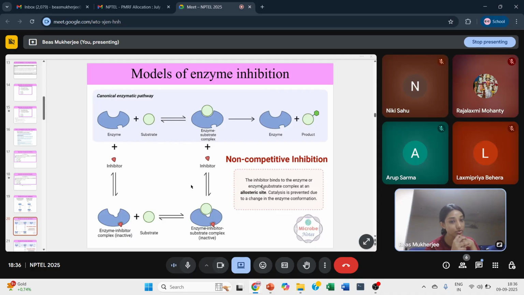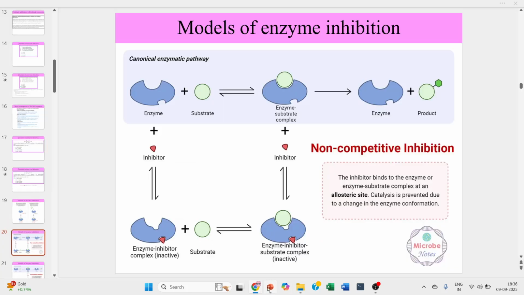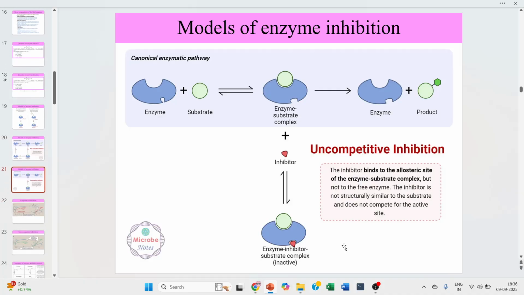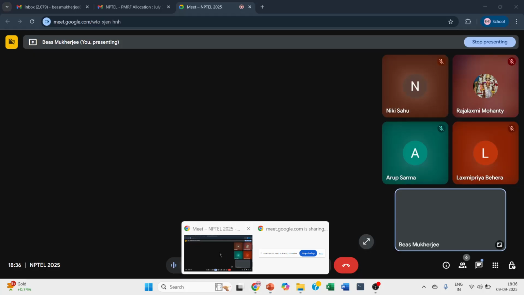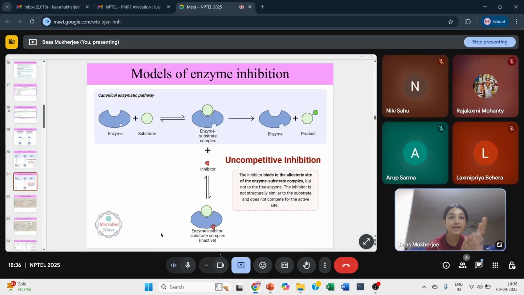So when it is bound, the substrate cannot bind to it anymore because the enzyme's conformation has changed, right? So that is why it is inactive. I mean, it is rendered inactive, it's not going to happen anymore. So for uncompetitive inhibition, once again, the inhibitor binds to an allosteric site of the enzyme substrate complex, but not to the free enzyme. The inhibitor is not structurally similar to the substrate and does not compete for the active site. I hope that is clear.